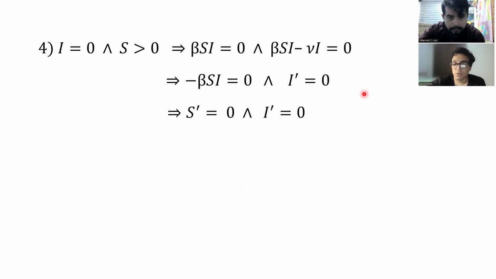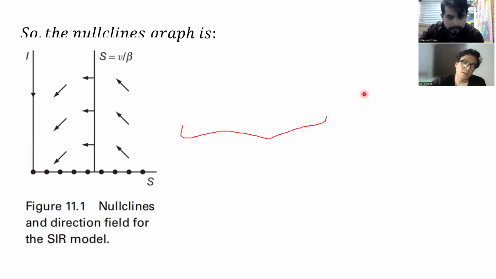Okay, now we can go to the next. Now we see when I equals 0. If I equals 0, it's an equilibrium solution. Therefore, everything is constant. Okay, it's here. Now we do another analysis.